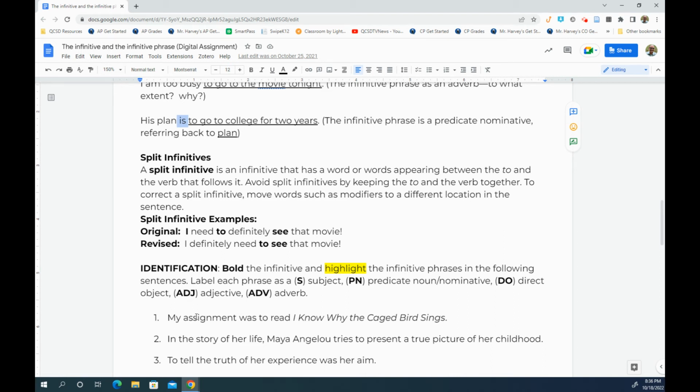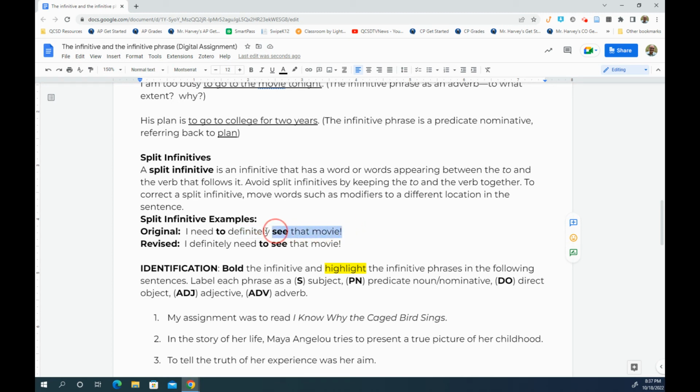You don't want to put words in between the two parts of the infinitive, the to plus the verb. You don't want to put words in between there. If you do, then you're splitting the infinitive. So if I said something like, I need to definitely see that movie, I'm putting the word definitely in between the two parts of the infinitive, to and see. I shouldn't split that up. I should say something like, I definitely need to see that movie.